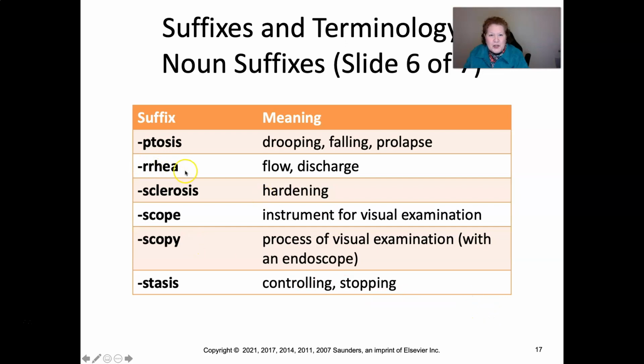Another one is RRHEA. You've got to remember those two R's and that H. That seems to be an odd combination, and it is, but make sure two R's and an H when you're going to use that for meaning flow or discharge. And ptosis is another one that kind of stumbles people because of the P before the T. You don't pronounce it, it's ptosis, but that P is there, so make sure you're aware of that.